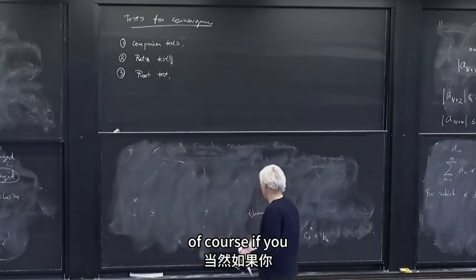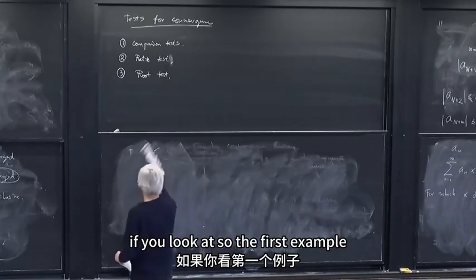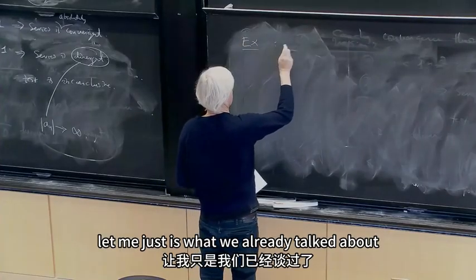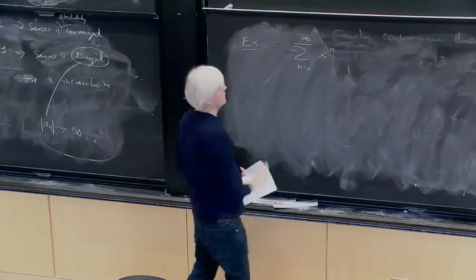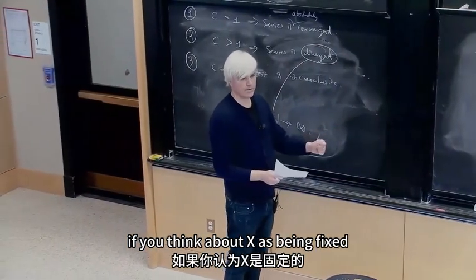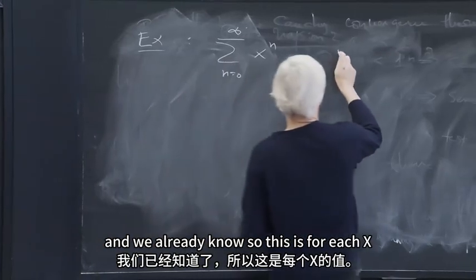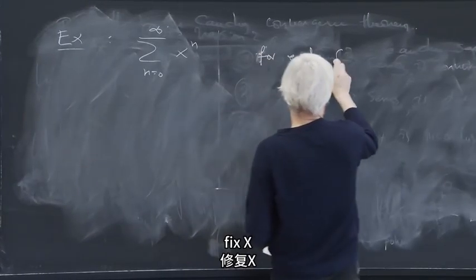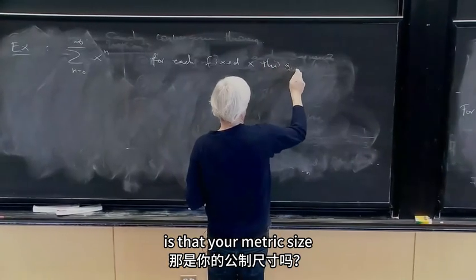Of course, if you look at the first example, that is what we already talked about. Suppose I'm looking at this thing here. Well, this here is x. If you think about x as being fixed, this is a geometric series. For each fixed x, this is the geometric series.